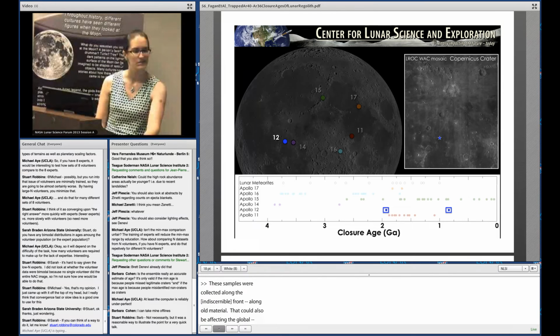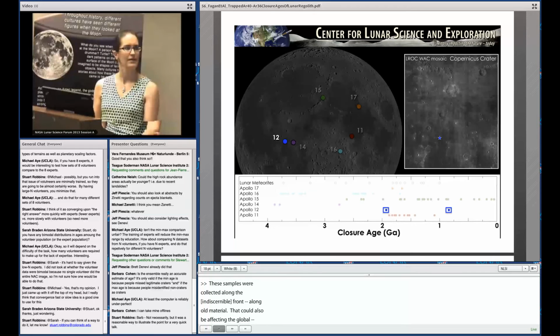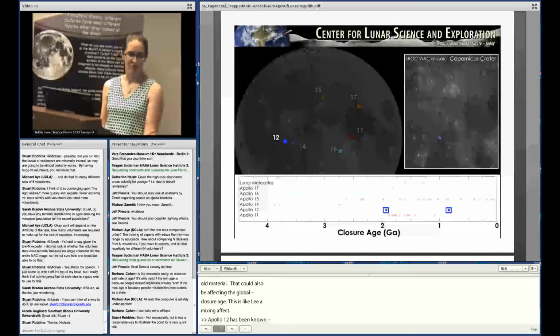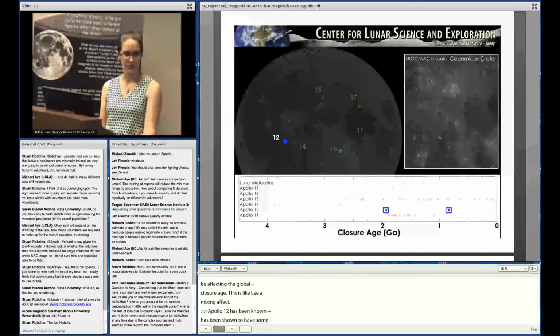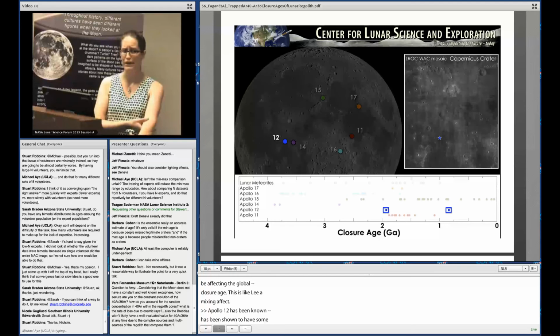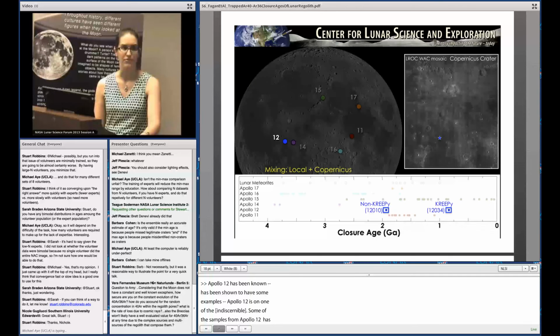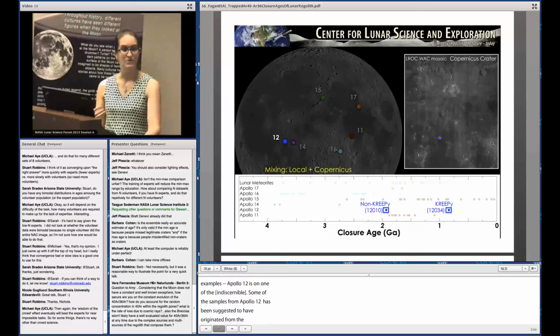And then, real quick, I want to go over Apollo 12, which has been shown in the past to have some creepy samples, with KREEP standing for potassium, rare earth element, phosphorus rich. The Apollo 12 site is actually on one of the rays from Copernicus crater, and some of the samples from Apollo 12 have been suggested to have originated from the Copernicus impact event. One of these regolith breccias here, highlighted in blue, is one of these KREEPy samples.